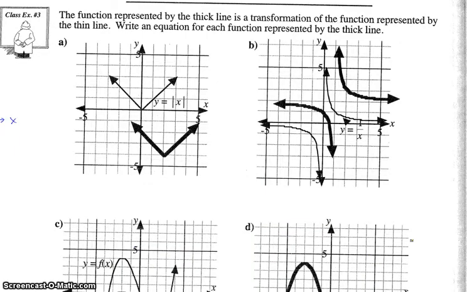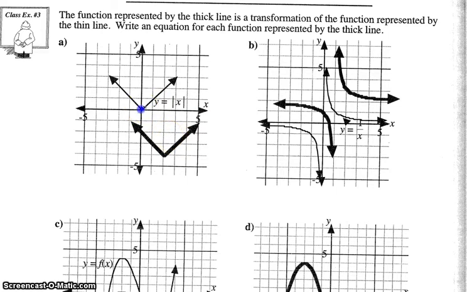Okay, example number 3. The function represented by the thick line is a transformation of the function represented by the thin line. Write an equation for each function represented by the thick line. Okay, so we're going from the thin to the thick line. They're giving us the equation of the thin line. Let's first figure out how it moved, okay?